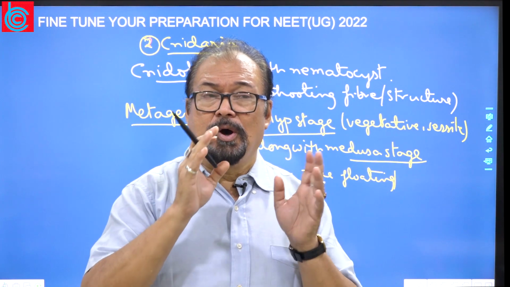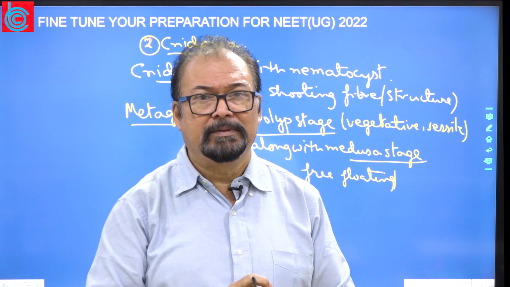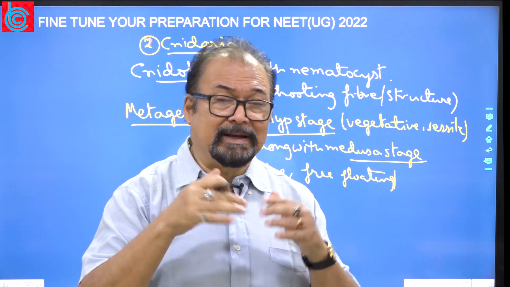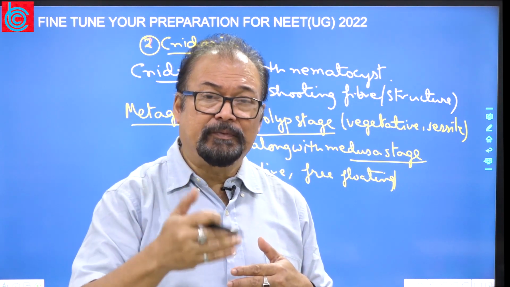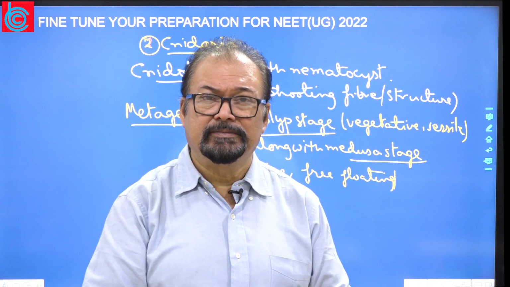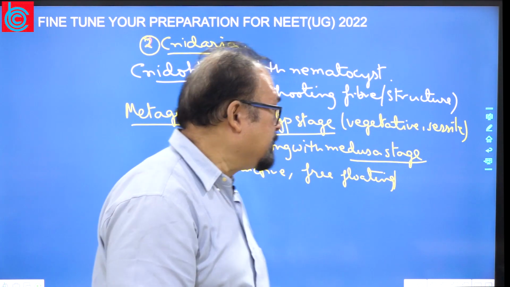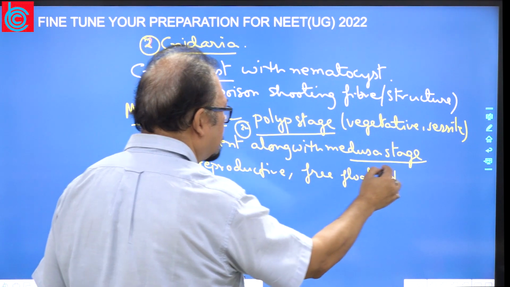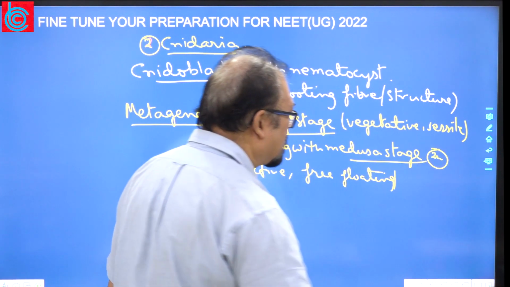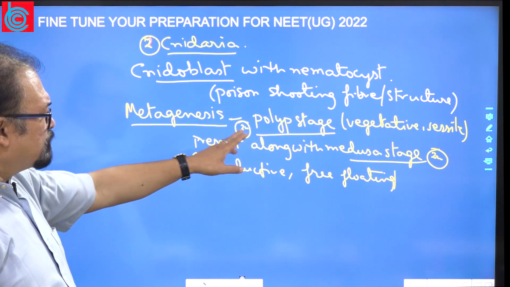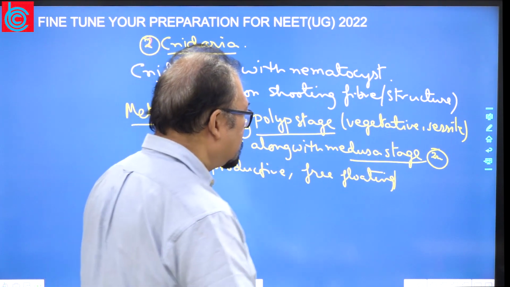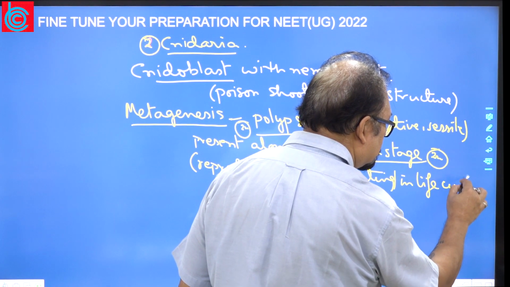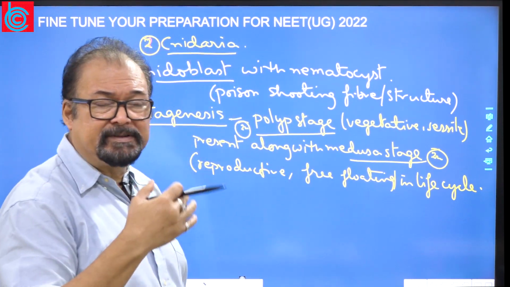It is comparable to alternation of generation in the plants. In the plants, you have found the sporophytic plant body, that is diploid, that is alternating with the gametophyte. Gametophyte are the pollen grain and the ovules. But here, both of them are diploid. So, polyp stage is diploid and the medusa stage, that is also diploid. But they are occurring in the same life cycle. So, polyp stage along with the medusa stage in the life cycle. So, metagenesis is present only in this phylum.